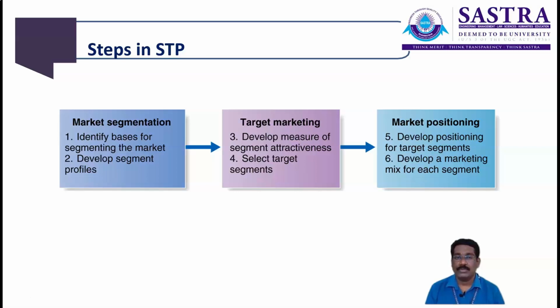What are the characteristics and behavior of the consumers in that particular segment? They try to capture that. And once they understand the needs and wants of that segment, the characteristic behavior of that segment, then they try to target that particular segment and develop measures of segment attractiveness. It means which unique value proposition offered by the company is going to attract the consumers in that segment. So this exercise the company will be doing.